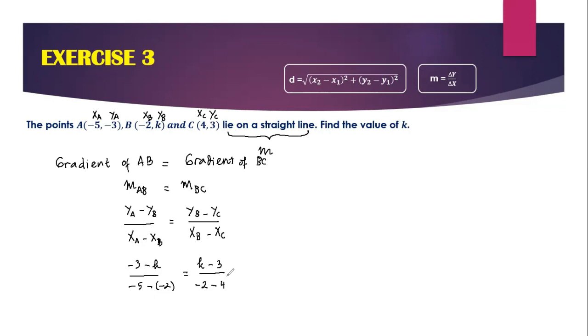Okay, continue. Minus 3 minus K over minus 5, and this one will be positive, right? Minus 5 plus 2, minus 3, right? Next, K minus 3 over minus 2 minus 4, minus 6.